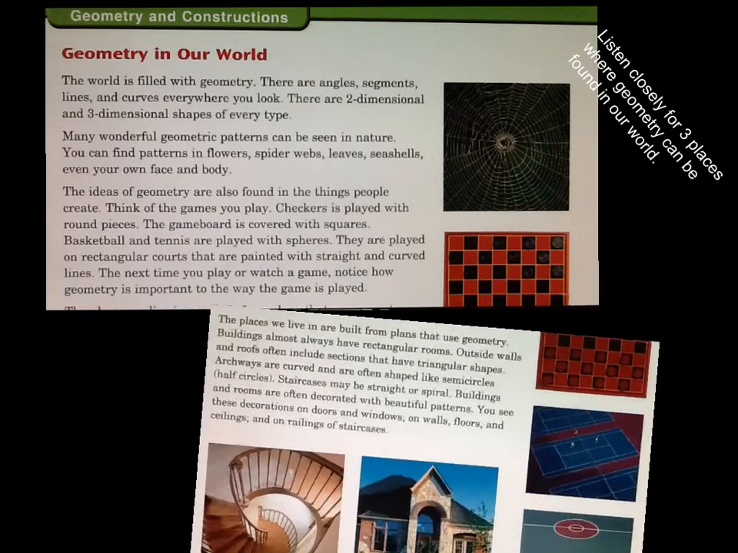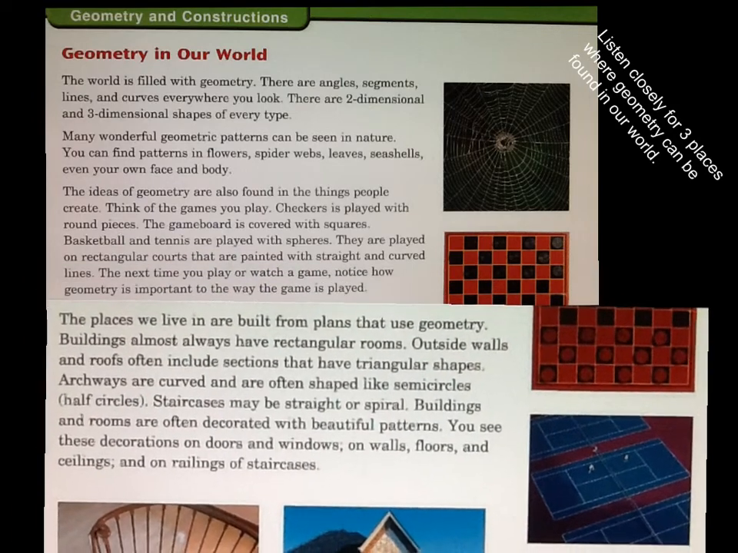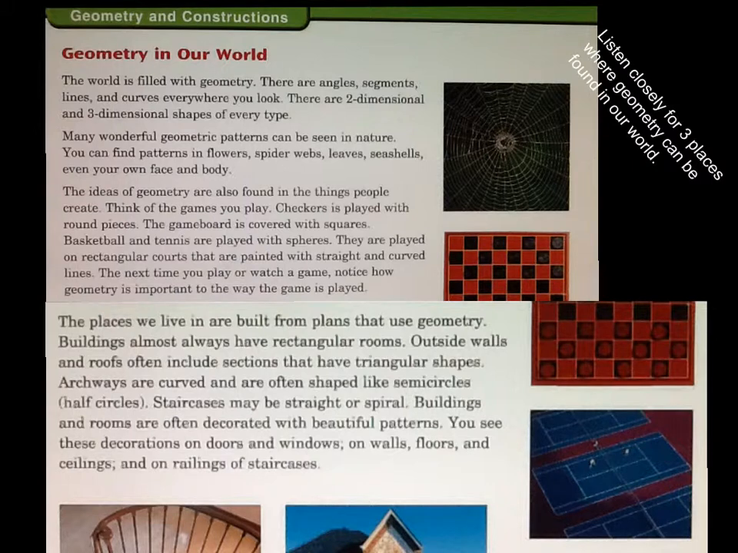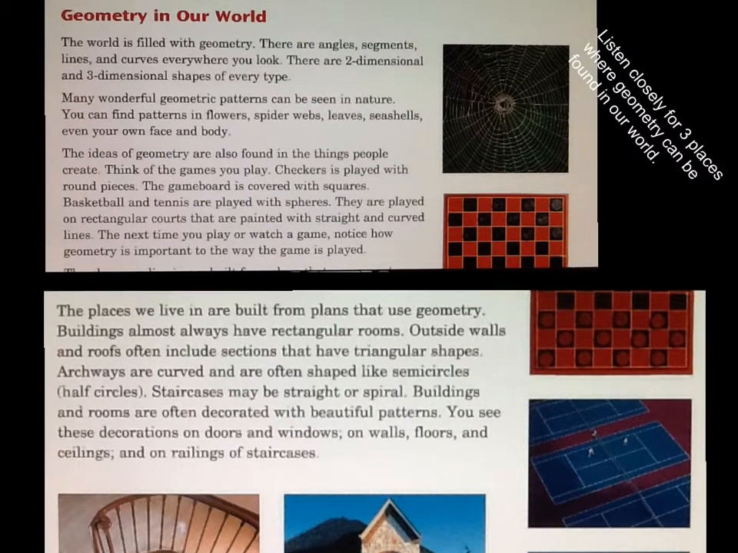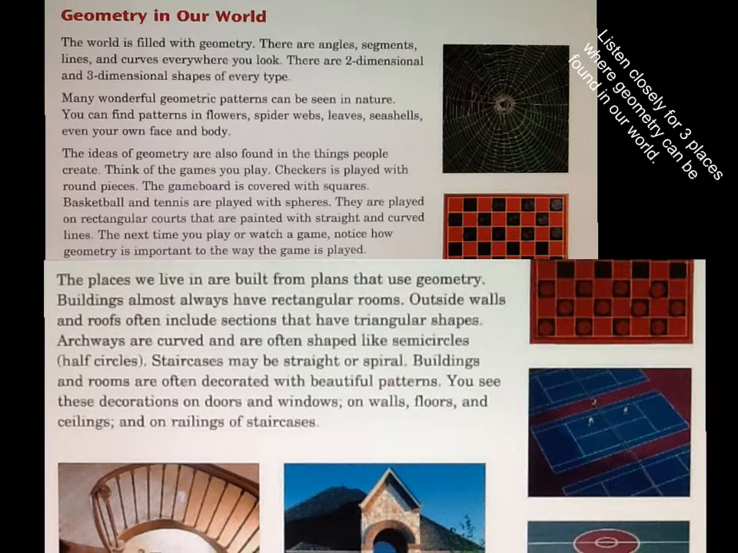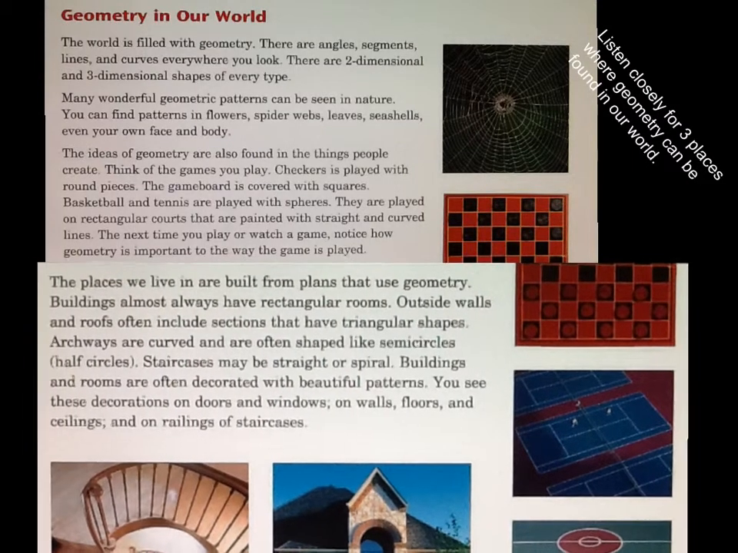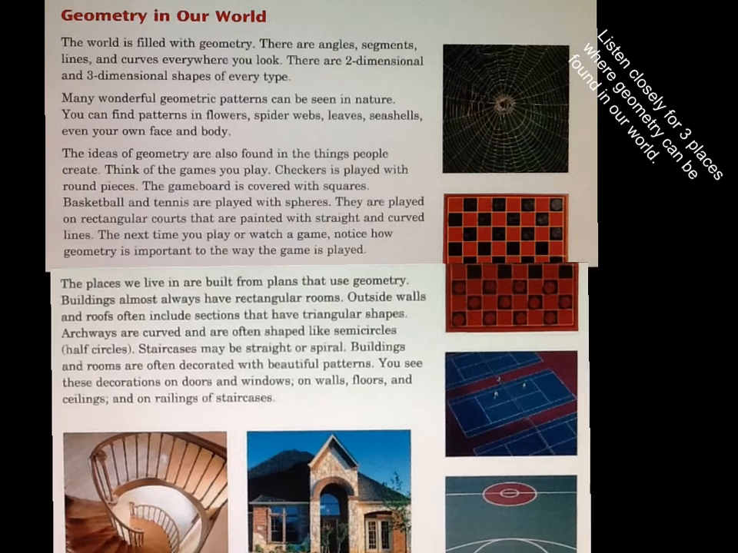The places we live in are built from plans that use geometry. Buildings almost always have rectangular rooms. Outside walls and roofs often include sections that have triangular shapes. Archways are curved and are often shaped like semicircles, half circles. Staircases may be straight or spiral. Buildings and rooms are often decorated with beautiful patterns. You see these decorations on doors and windows, on walls, floors, and on ceilings, and on railings of staircases.